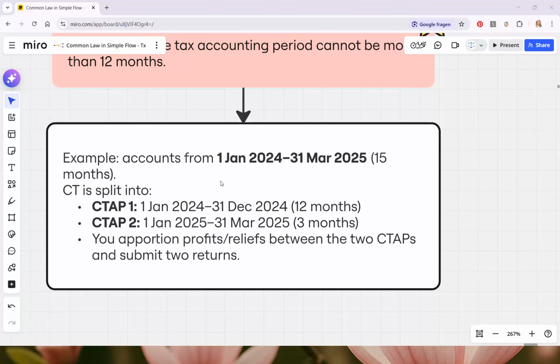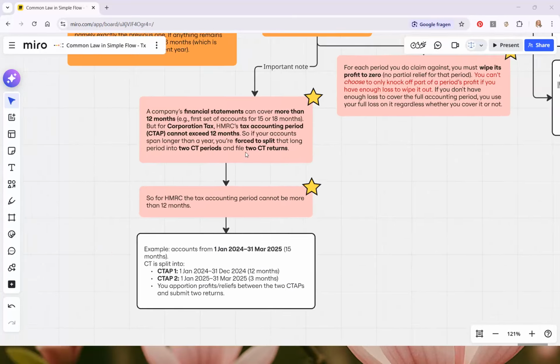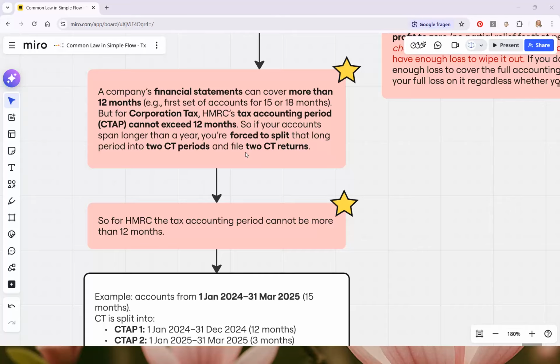Let's see an example. Accounts from 1st January 2024 to 31st March 2025. This is 15 months. Corporation tax is split into 2. The first one would be the first 12 months, and the second CTAP would be the 3 months. So from these 15 months, you apportion profit and reliefs between the 2 CTAPs and submit 2 returns. So you are submitting 2 returns in the case when the company's financial statements cover more than 12 months.